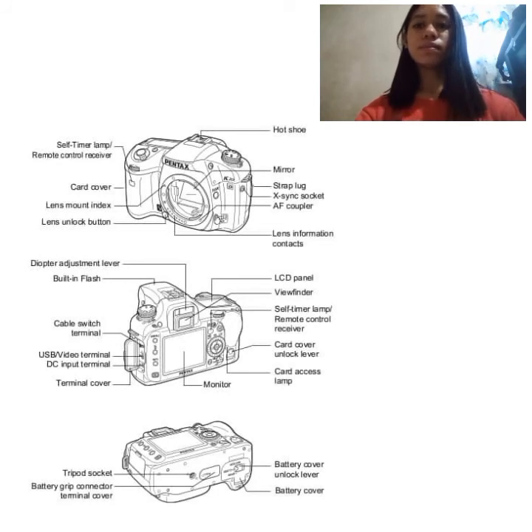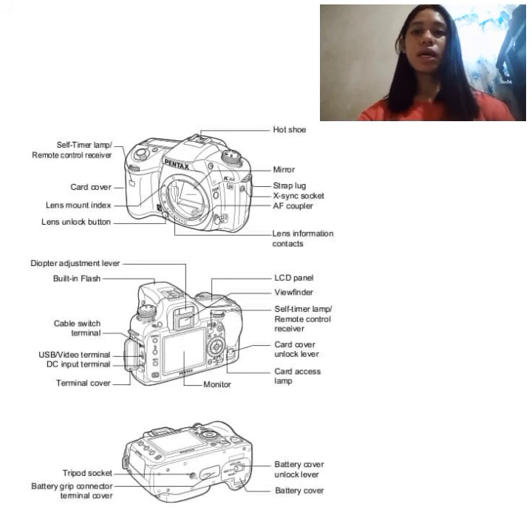Terminal cover. Terminal covers greatly reduce the chances of accidentally short-circuiting battery terminals to each other. They also help protect battery terminals from corrosion-causing contaminants and keep the engine looking spiffy. USB or video terminal. These terminals allow you to connect the camera to a television set by using the supplied video cable.